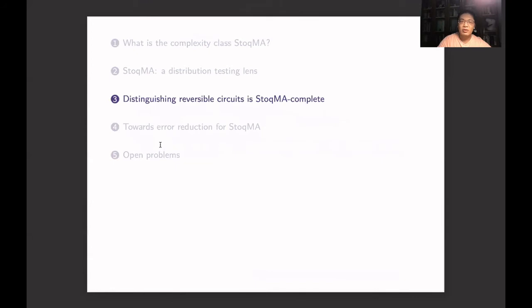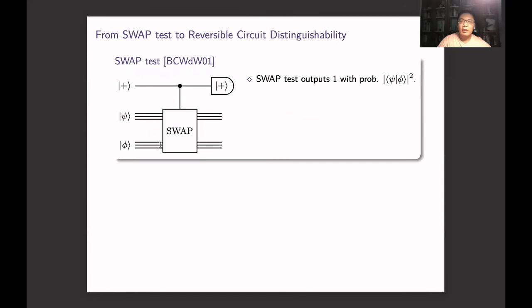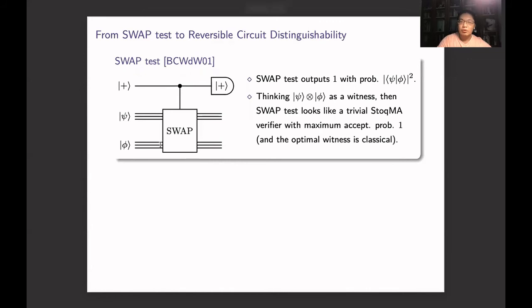Now let's move to my second thought, namely, a new StoqMA problem that comes from distinguishing reversible circuits. The starting point is the swap test. The swap test is used to distinguish two states psi and phi. The swap test outputs 1 with probability given by the square of the inner product between psi and phi. Just think of psi tensor phi as a witness, then the swap test looks like a trivial StoqMA verifier with maximum acceptance probability 1, and the optimal witness is classical.